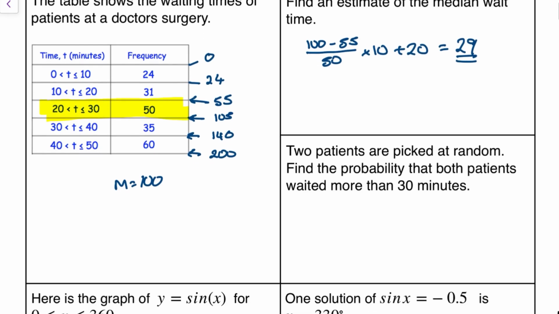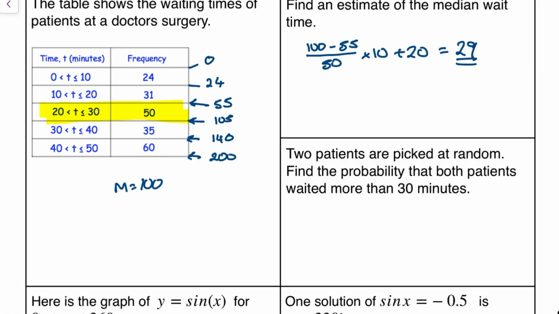It's definitely not a feel question, but a common sense answer. Anyway, next question. Two patients are picked at random. Find the probability that both patients waited more than 30 minutes. So the first patient is picked from 200. The second patient is picked from 199.